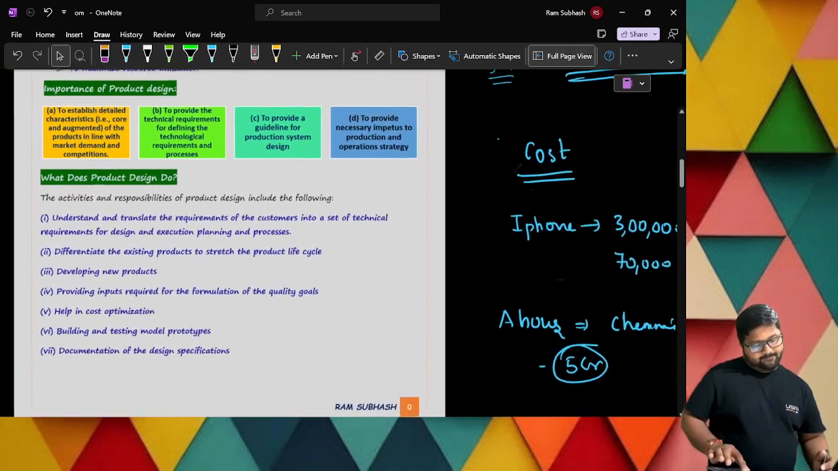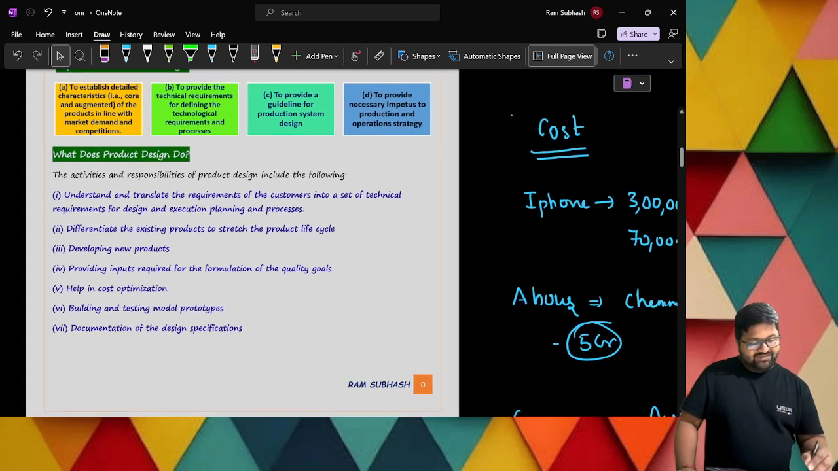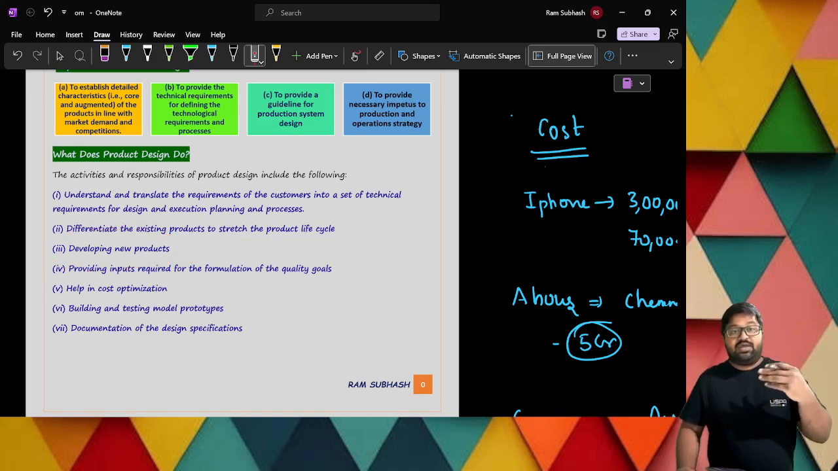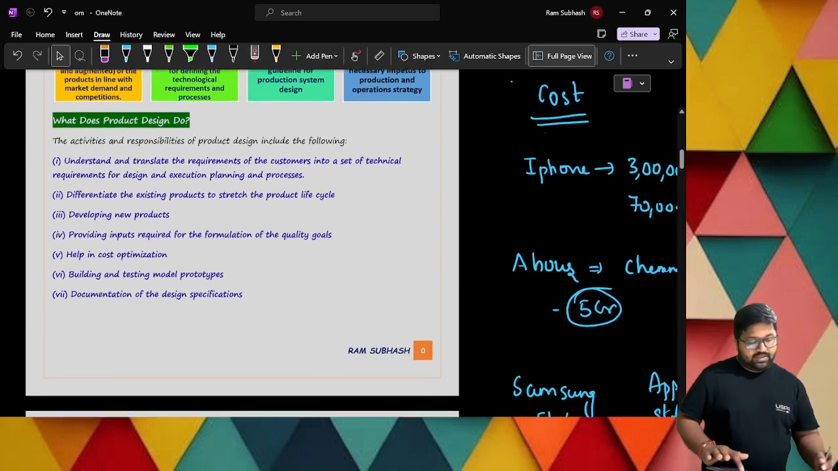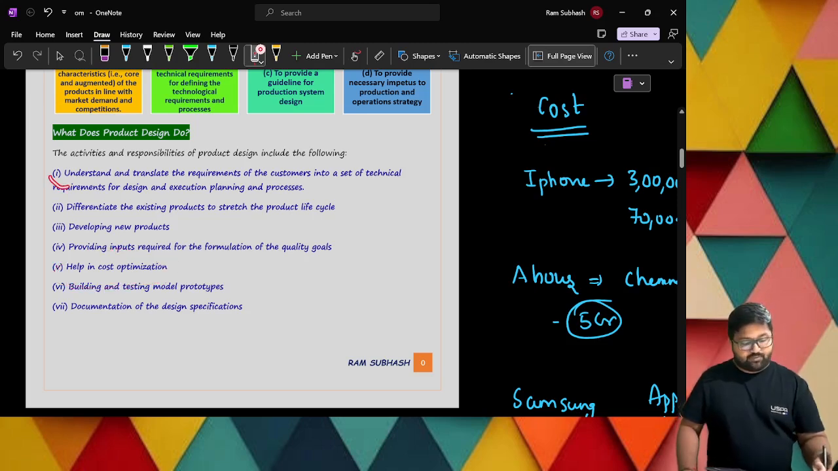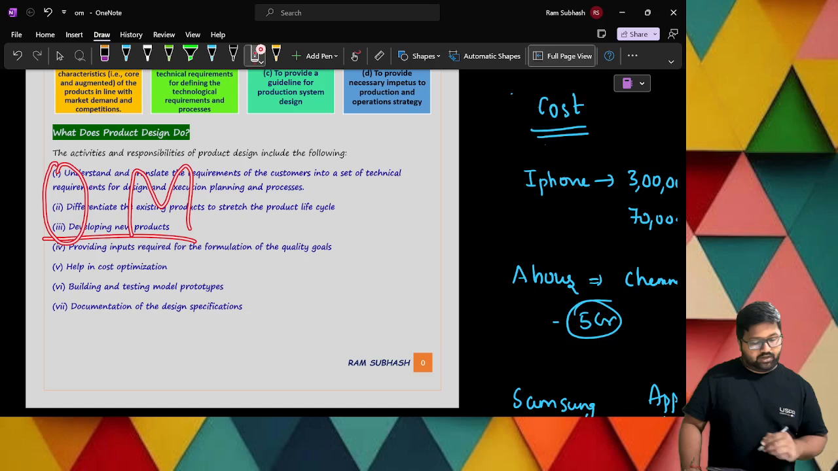Okay. Now, what are the other things identified here? Developing new products. Why would you develop new products? When the customer requires something or expects something, then we make a new product. Okay. Next, help in cost optimization, nothing but our cost part. The first point is about marketability, and this also is marketability because the customer wants some new changes. Next, developing new products. These three points deal with the marketability part.